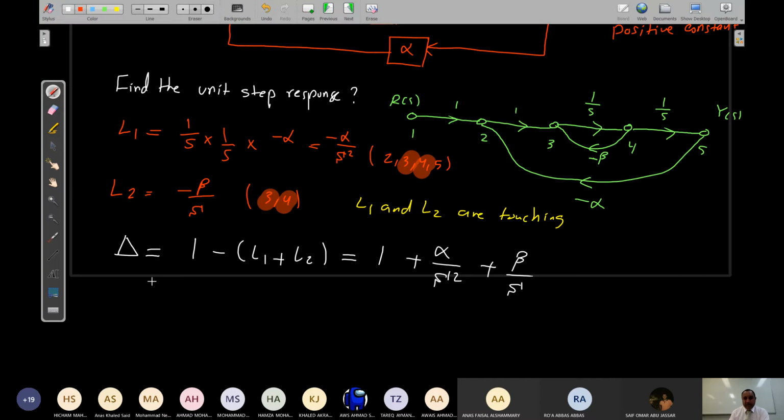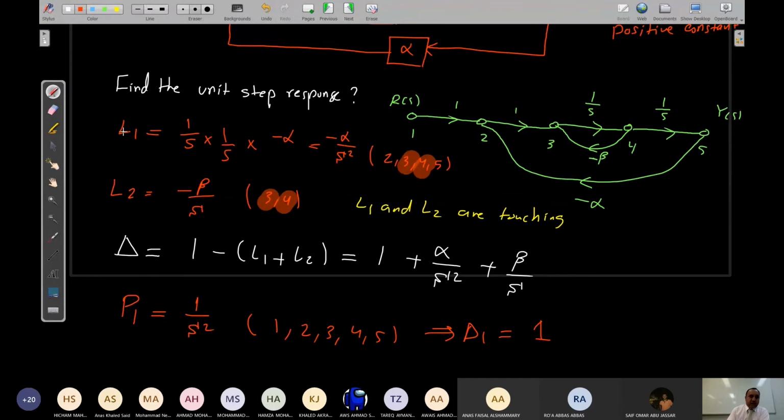Who will volunteer? Yes, Doctor. So I need the paths. How many ways can I go from R to Y in the same direction of the arrow without enclosing any node more than once? One path, which is 1 over s multiplied by 1 over s. So 1 over s square, and this path links all the nodes 1, 2, 3, 4, and 5, which means that the cofactor delta 1 is equal to 1. Why? Because this path touches all the loops.